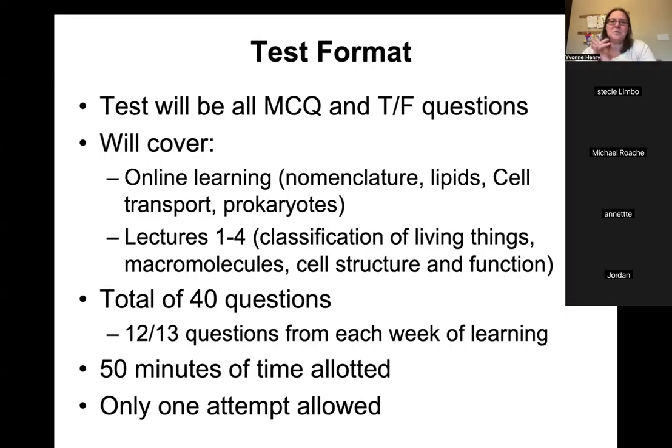Okay, so the test will have multiple choice questions similar to what we do in class, and true and false questions. It will cover the online learning modules, so the nomenclature, lipids, cell transport, and prokaryotes, those four. It'll cover all of the lectures we've done up until now, so classification of living things, macromolecules, and cells, structure and function, like the organelles that we just finished today. It's a total of 40 questions, and it's going to take about 12 to 13 questions from each section of the course. There's three main lectures, so I'm going to take 12 questions out of each section.